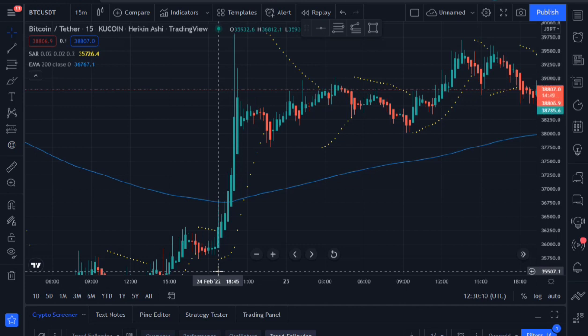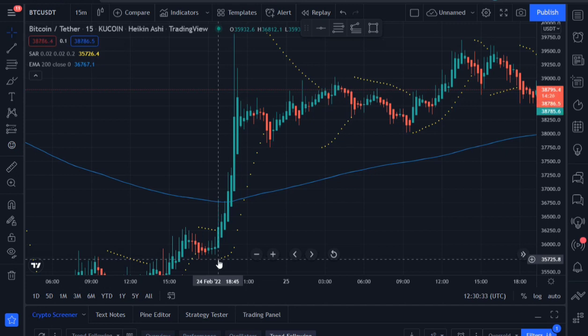So when to buy: if you want to use parabolic SAR and exponential moving average to buy, you need to make sure that the price is above the 200 exponential moving average, and also that the parabolic SAR is positioned below the candle. And this is it, the parabolic SAR is positioned below the candle. But I won't advise you to get into the trade yet.